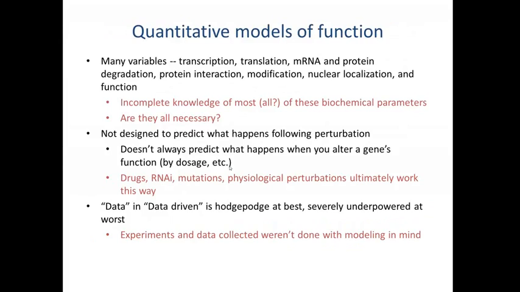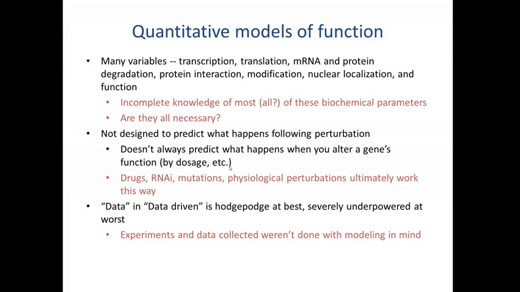What you can say about these quantitative models of function is that there are many variables: transcription, translation, splicing, mRNA and protein degradation, protein interactions, how they're modified, where they are in a cell, nuclear versus cytoplasmic versus membrane, and of course, when they are functional. One of the issues with modeling is that we have incomplete knowledge of most, if not all, of these biochemical parameters. A second question is, do you need to know them all to be able to understand something about a system? Maybe yes, maybe no.